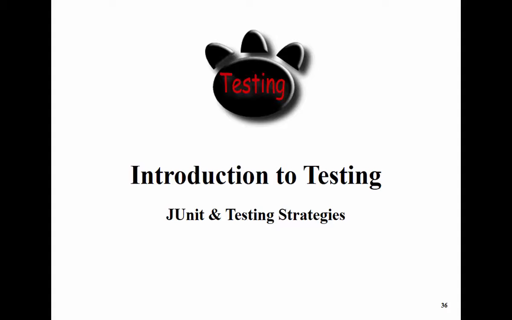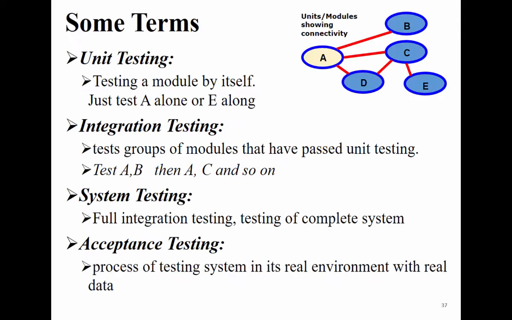Okay. So here we have some slides. In terms of testing, we have unit testing, which tests the module by itself. So you can see here we have a system. The system has many components inside it: component A, B, C, D, and E. All these components are interacting with each other. The input of one component is the output of other components. So we can use unit testing by taking each component and testing it by itself. That's testing A alone, testing E alone.